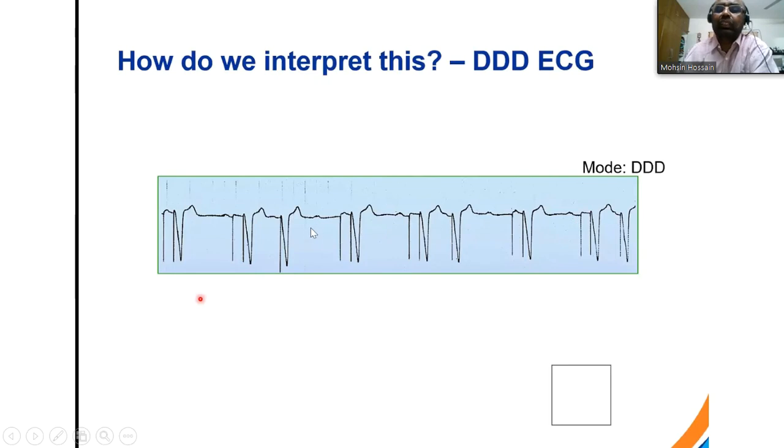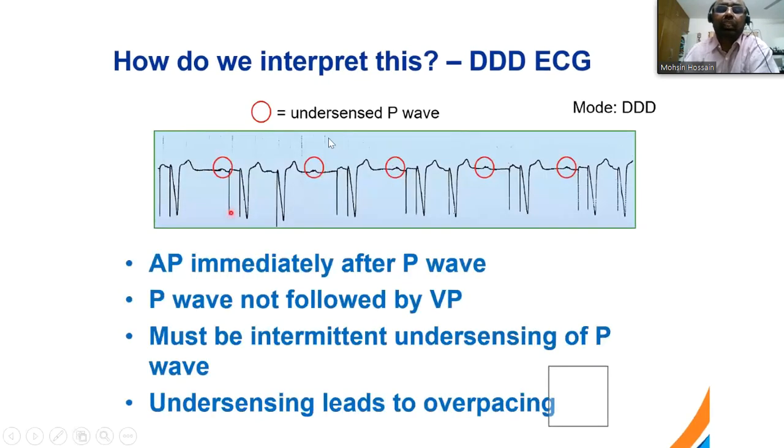So in this case, the pacemaker mainly does not sense the P wave. This is the undersensing of the P wave, that is atrial pacing immediately after the P wave. It does not sense the P wave, so it deliberately delivers a spike. This is the undersensing of the P wave in a dual chamber pacemaker.